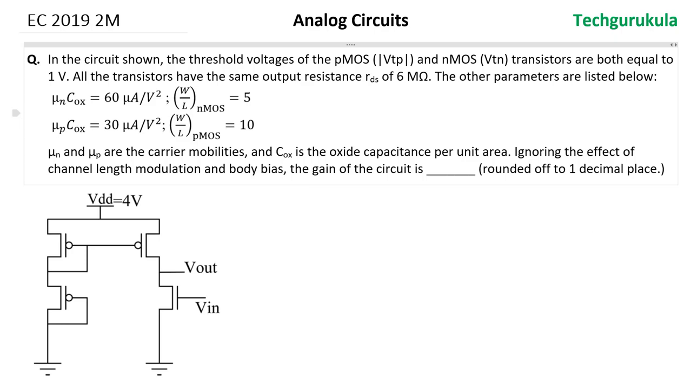In the circuit shown, the threshold voltages of PMOS and NMOS transistors are both equal to 1 volt. All the transistors have the same output resistance, that is RDS of 6 mega ohms, which is nothing but R naught. The other parameters are listed below.